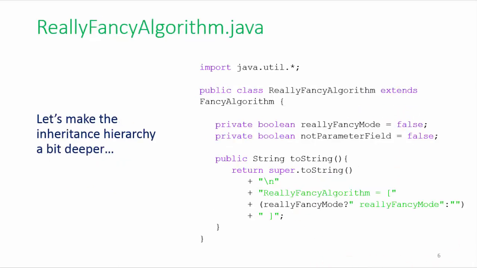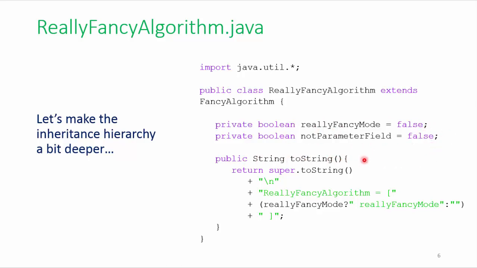The last class that we are going to define as part of this inheritance hierarchy is ReallyFancyAlgorithm.java. And all we do here is say that ReallyFancyAlgorithm extends FancyAlgorithm, okay? So it's one level deeper in the inheritance hierarchy, but other than that, same kind of structure. This time we have two attributes. I told you we can have one or more, it doesn't matter really. So we just have two attributes here, type Boolean, initialized to false, same pattern as before.